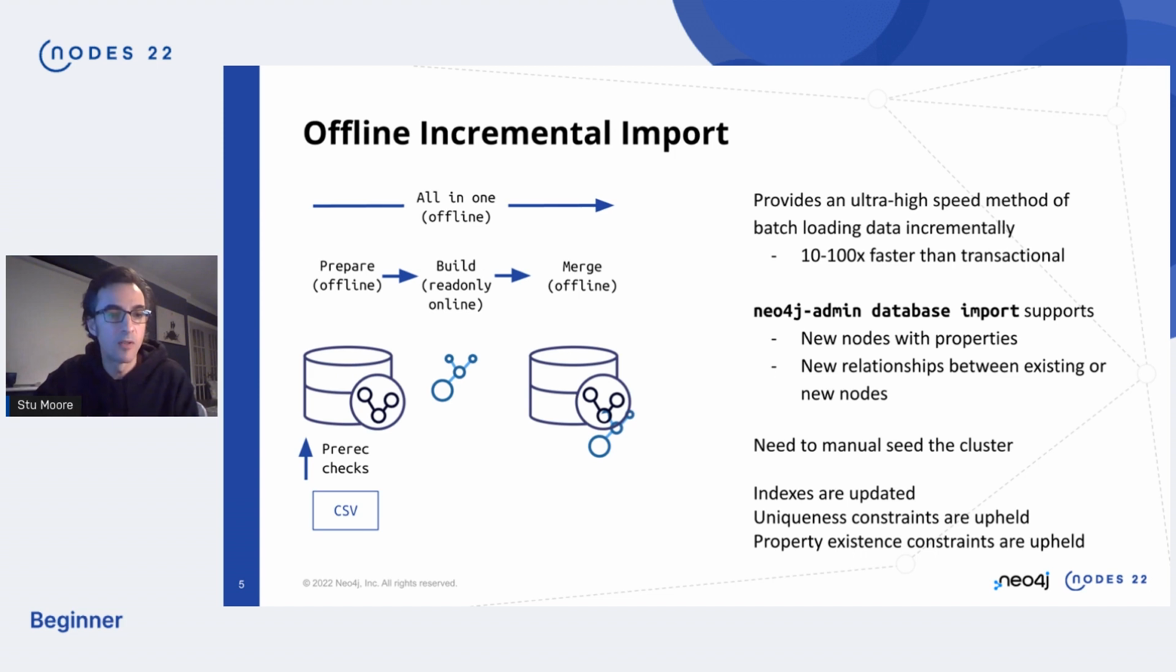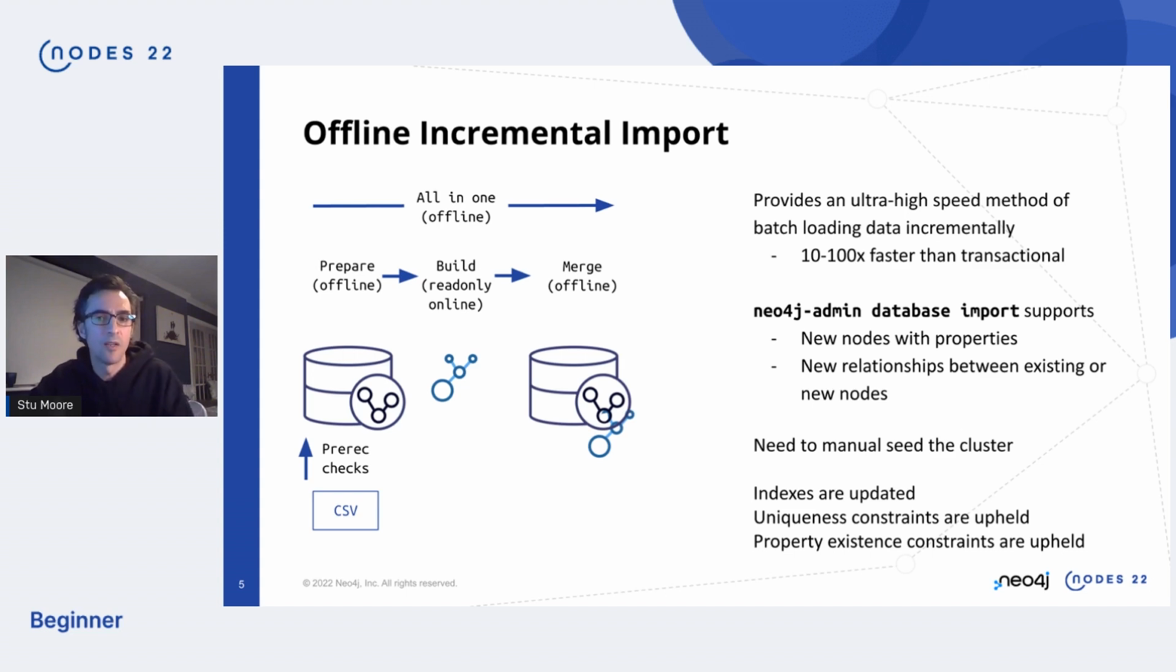It has to be in read-only mode at this stage because we don't want any changes to the data before we've actually done the import. The build phase runs whilst the system can be online and read-only. It essentially creates a delta of the database that is then merged in when the system's back offline. Now, the whole process can be run all in one in an offline mode, or you can phase it if you want to have the database available for read queries during the more lengthy build cycle.